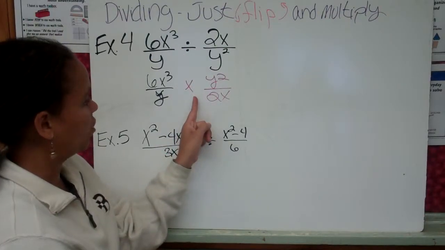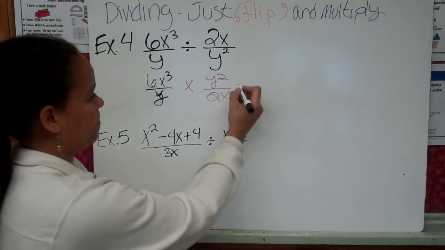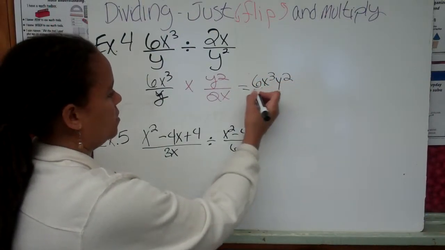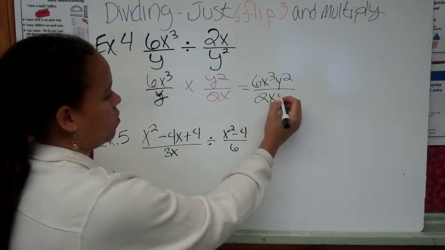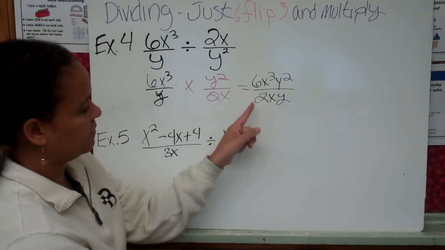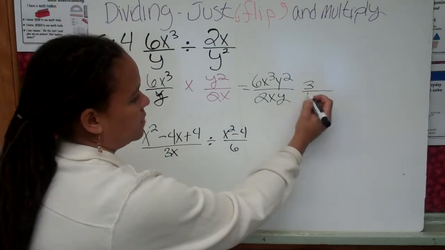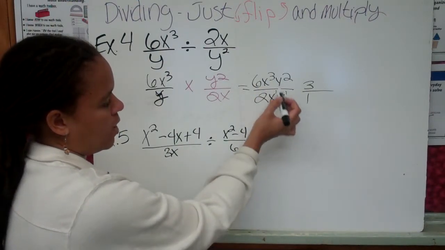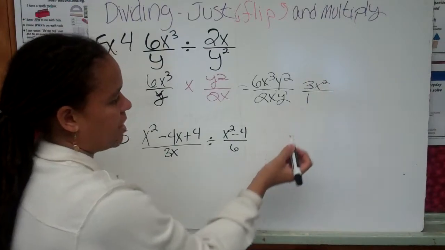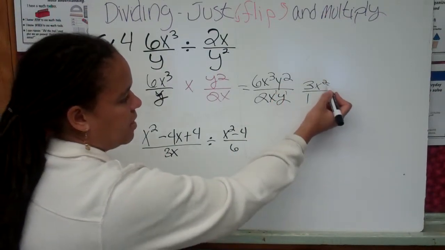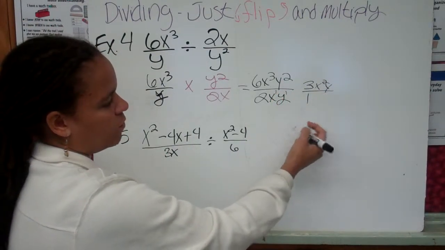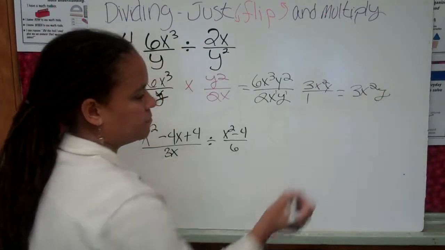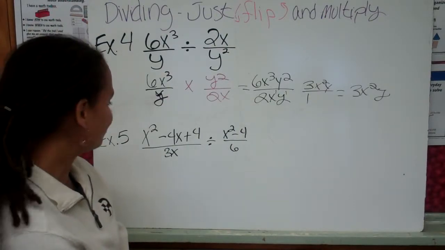The key is change the sign, flip the second fraction. So now we have 6x cubed y squared over 2xy. Now with 6 over 2, that's going to reduce to 3 over 1. X cubed and x to the 1 down here. There are more x's up top, 2 more x's up top. Y squared, there's more y's up top, but there's just 1 more, over 1. So our final answer would be 3x squared y. It doesn't look like a y, but it is.